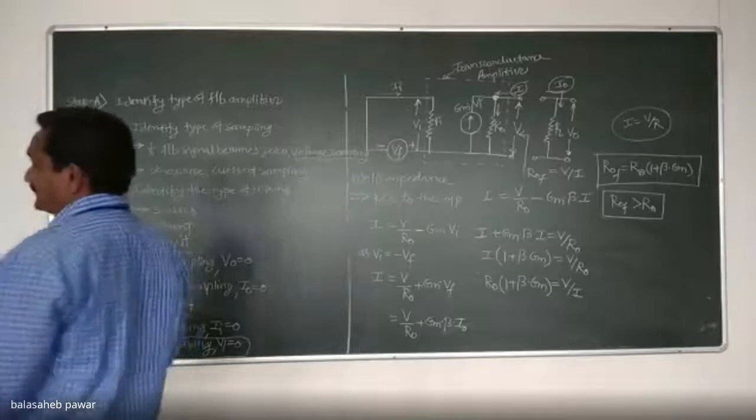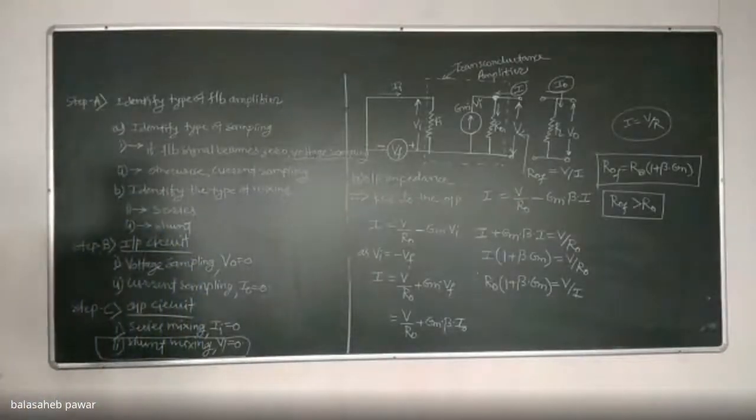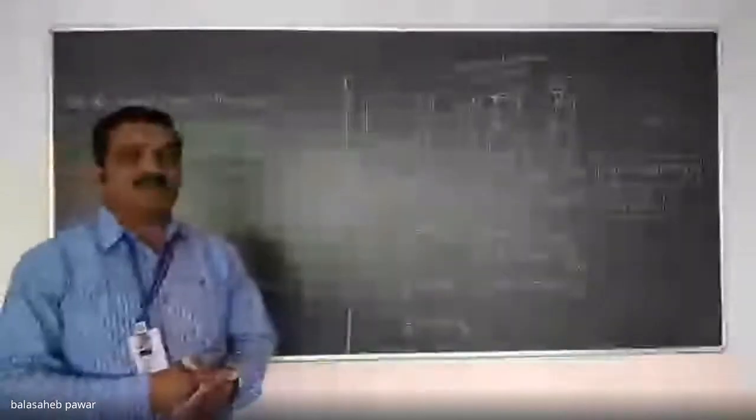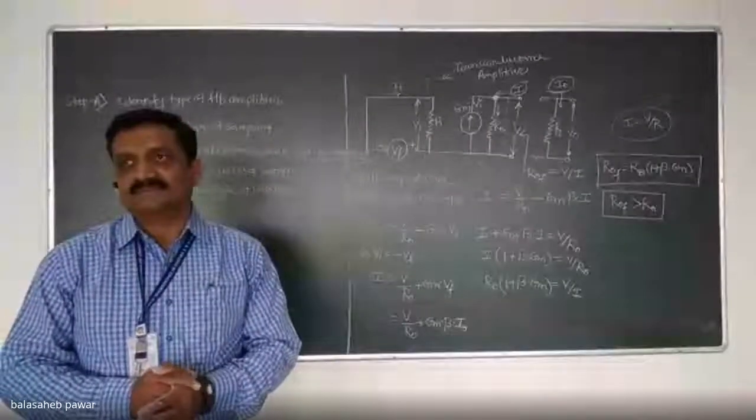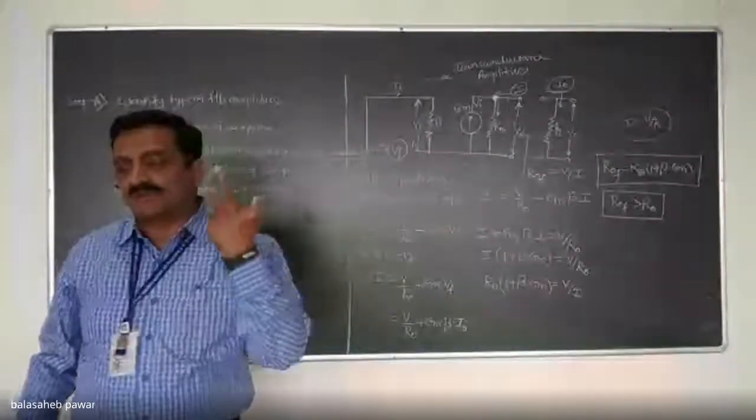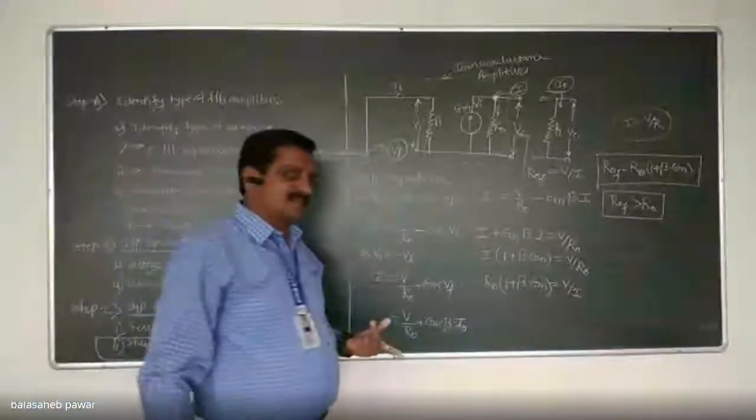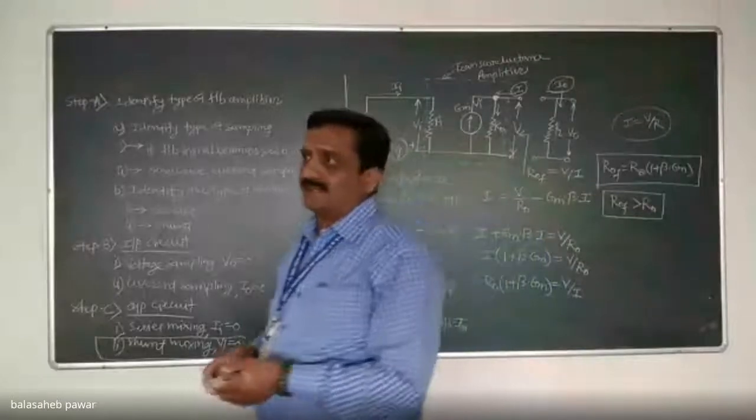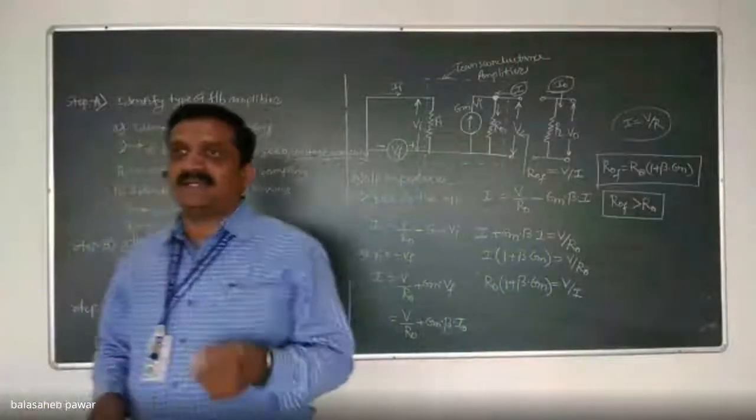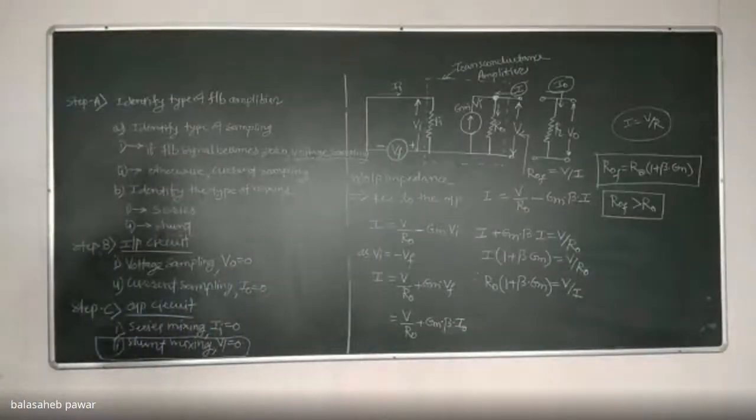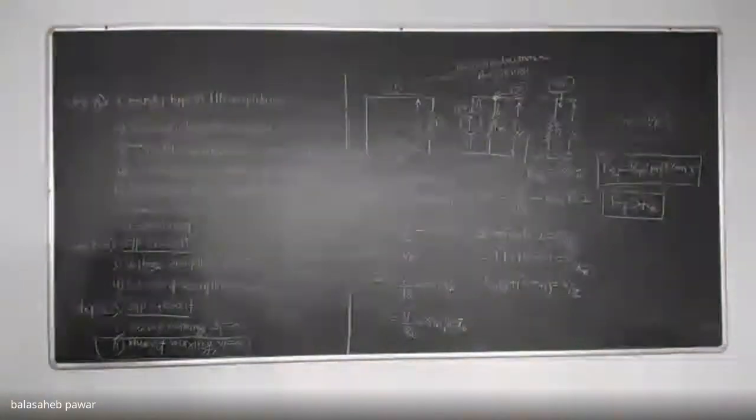Then step E, find out the open loop gain. And that open loop gain will be only of 2 types, as only 2 topologies are there in your syllabus. So open loop gain will be either AV or GM. Because for current series, the basic amplifier is a transconductance amplifier, and for voltage series, the basic amplifier is a voltage amplifier. So in the next step, you have to find out the open loop gain.